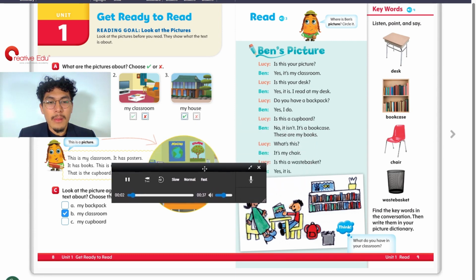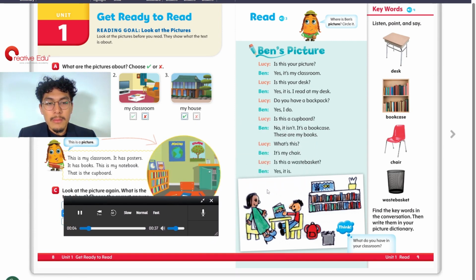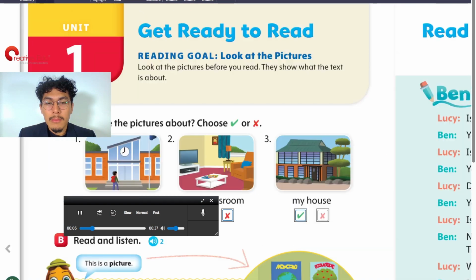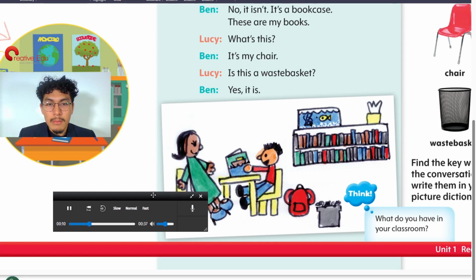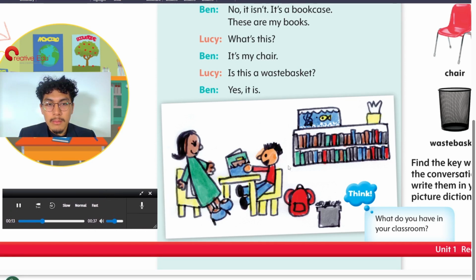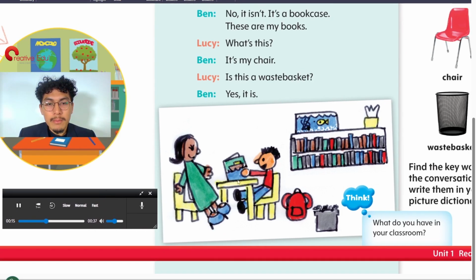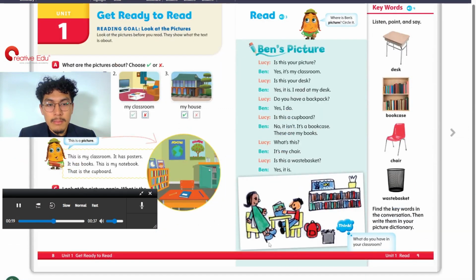Page 9. Read. Ben's picture. Is this your picture? Yes. It's my classroom. Is this your desk? Yes, it is. I read at my desk. Do you have a backpack? Yes, I do. Is this a cupboard? No, it isn't. It's a bookcase. These are my books. What's this? It's my chair. Is this a wastebasket? Yes, it is.